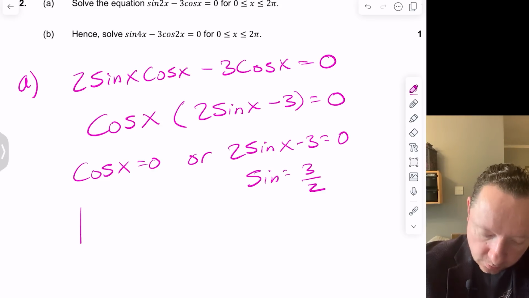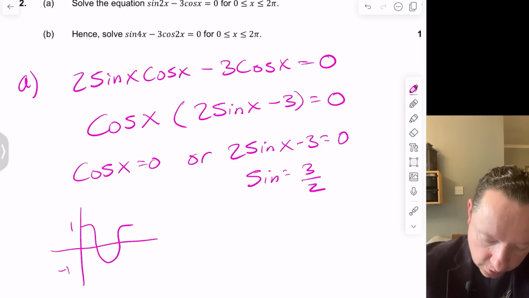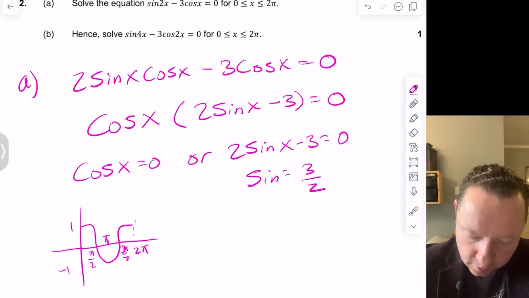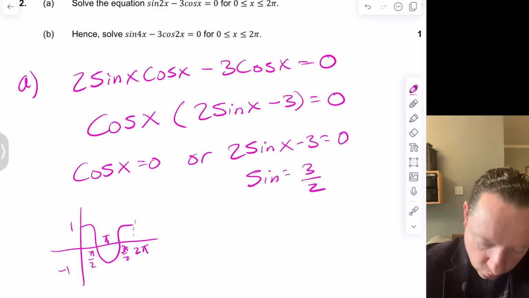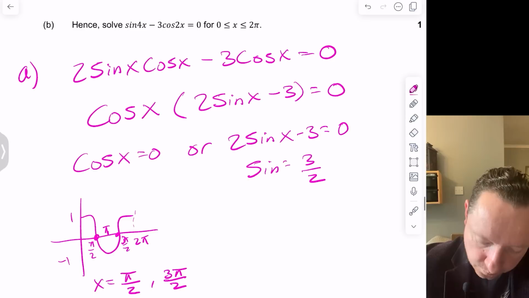So cos x equals 0, you can just use your graph. There's the cos graph, 1, minus 1, and it goes 0, 90, which is pi over 2, 180, which is pi, then 3 pi over 2, and then for the last bit, 2 pi. So the one where it's 0 is here and here. So we can just immediately say that x equals pi over 2 and 3 pi over 2 for this one.